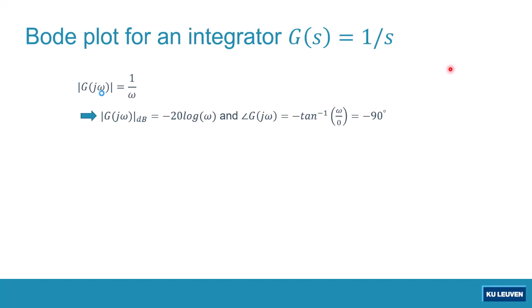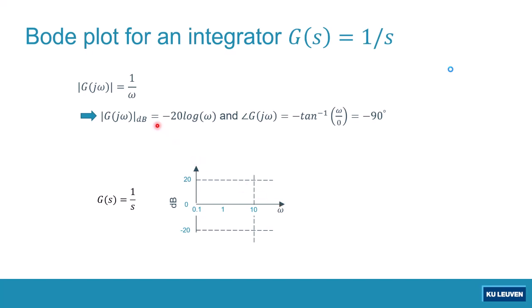Let's see how the plot will look like. I will start it with the magnitude plot. We have the magnitude plot as a function of omega now here, right? But remember, the horizontal axis is a logarithmic of omega. The horizontal axis is the frequency in logarithmic scale.